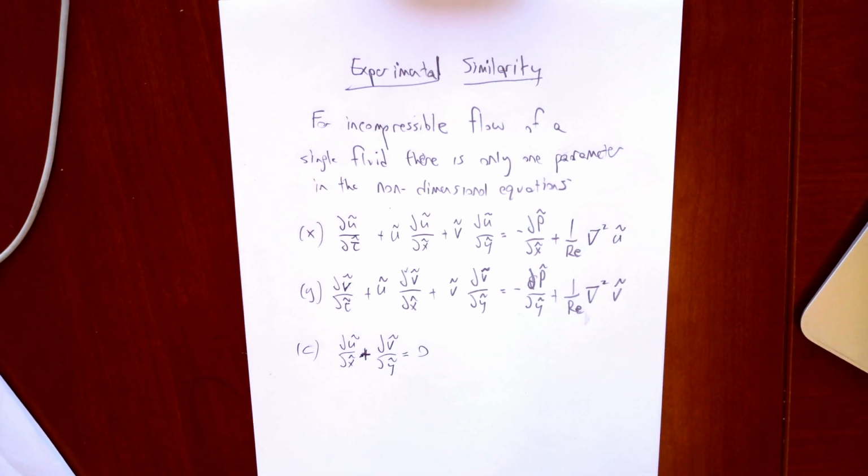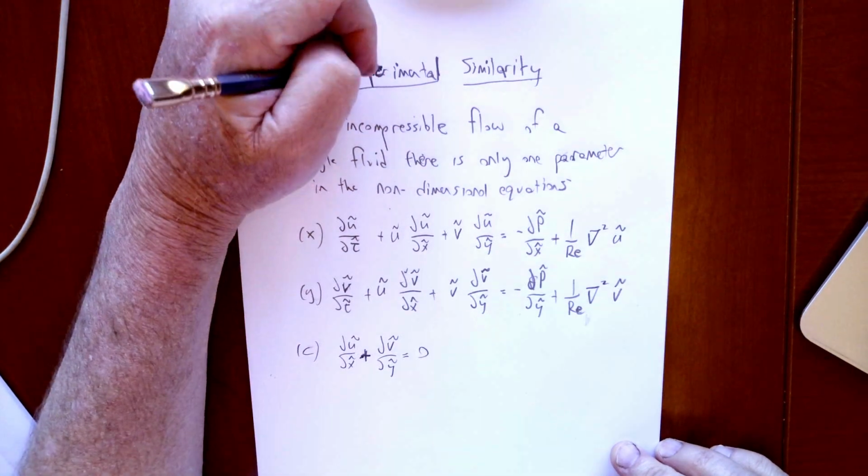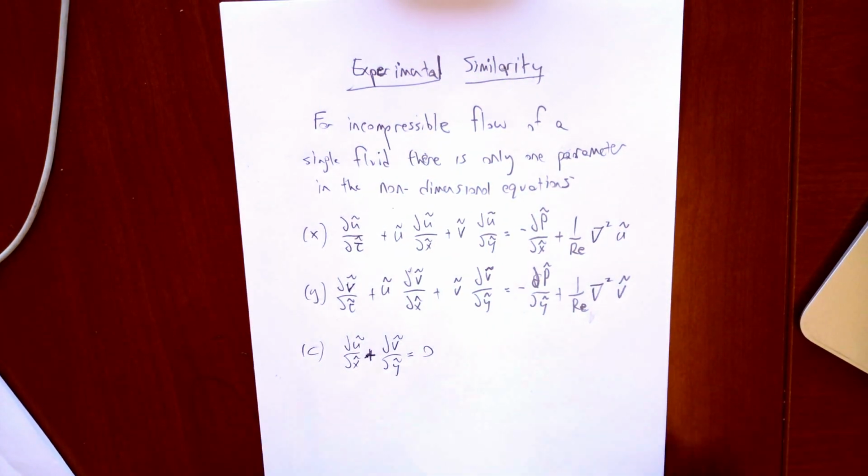So now we're going to talk about another use for dimensionless analysis, and it's in experimental systems. When you look at the dimensionless equations for incompressible flow of a single fluid, and by a single fluid we mean we're not dealing with a situation where there is an air-water interface, such as waves on the ocean, or anything like that, or some fluid inside another fluid.